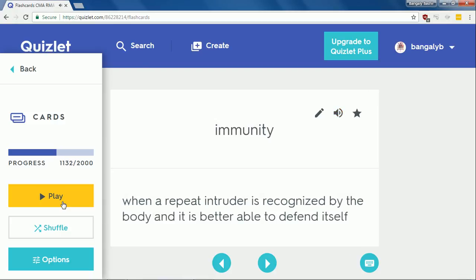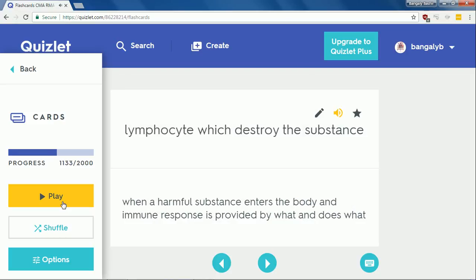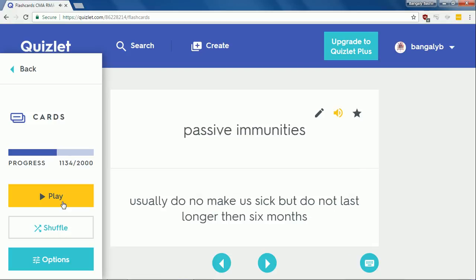Immunity. When a repeat intruder is recognized by the body and it is better able to defend itself. Lymphocytes which destroy the substance. When a harmful substance enters the body, an immune response is provided by what and does what? Passive immunities usually do not make a person sick but do not last longer than 6 months.